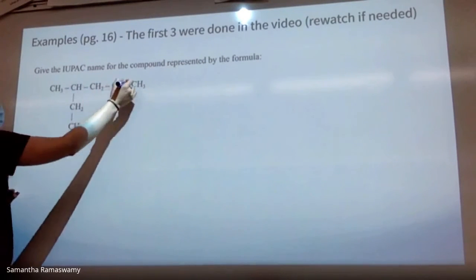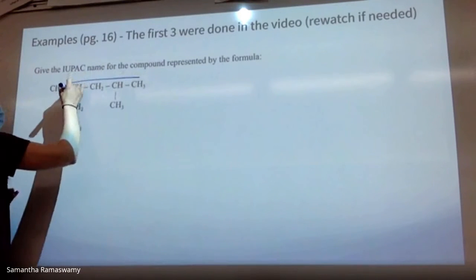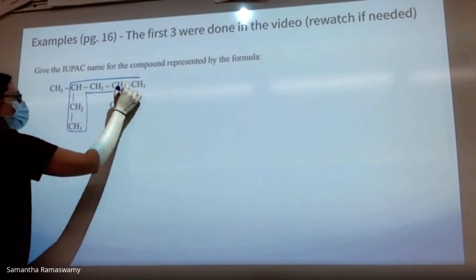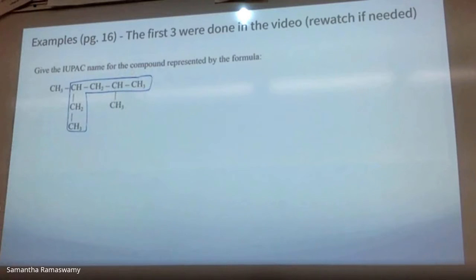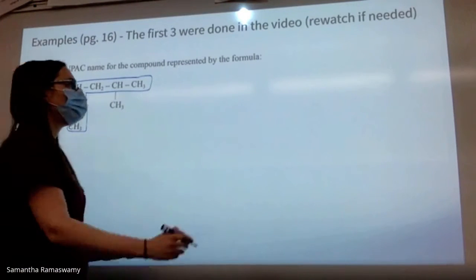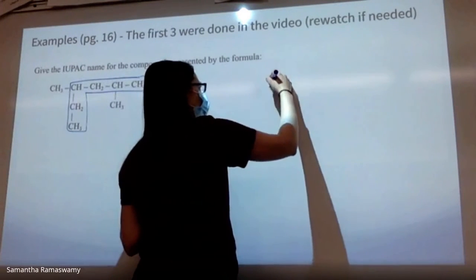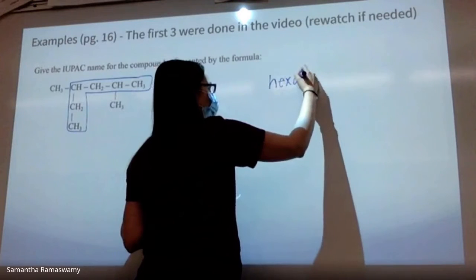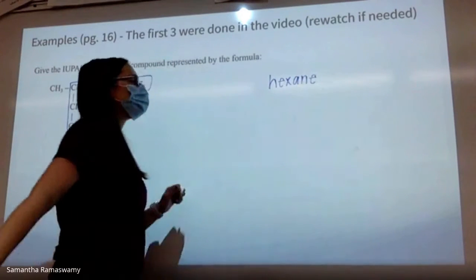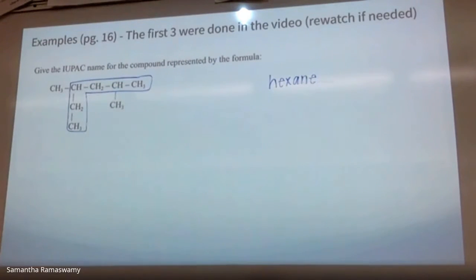1, 2, 3, 4, 5, 6. That's our longest chain. So this is the longest chain. It has 6 carbons. What's the prefix for 6? Hex. So our parent name is hexane. So we're going to end this with hexane.